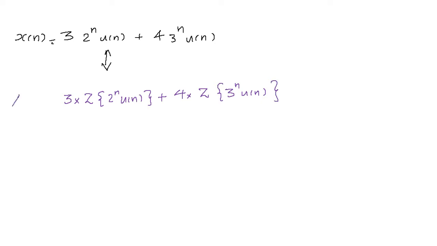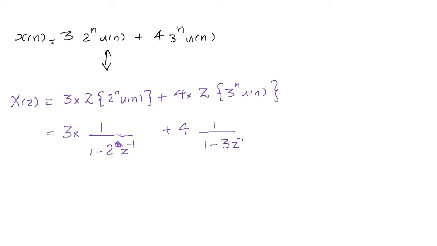So X of z is nothing but 3 into the z transform of 2 raised to n plus 4 into the z transform of 3 raised to n u of n. We already had the z transform of 2 raised to n u of n as 1 by 1 minus 2 z inverse, and the z transform of 3 raised to n u of n is 1 by 1 minus 3 z inverse. So this is our X of z.